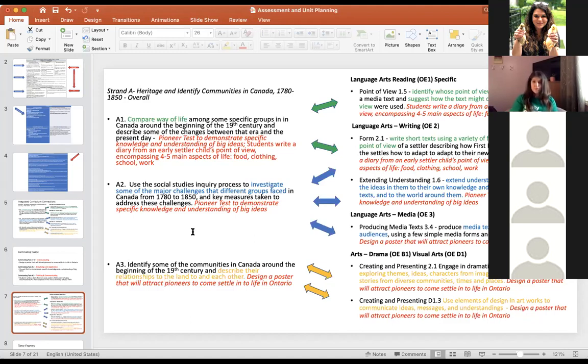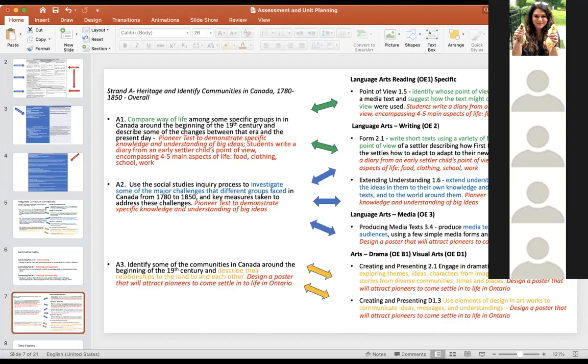And then down here, probably all the information that they gather doing the learning from A2 is going to fit onto the test. So that test will align with this expectation. And then the third one, A3, they are describing the relationships to the land and each other. This is a perfect opportunity for them to fulfill the designing a poster.